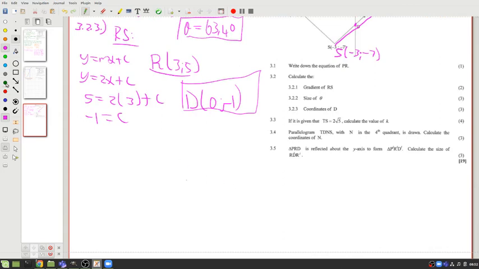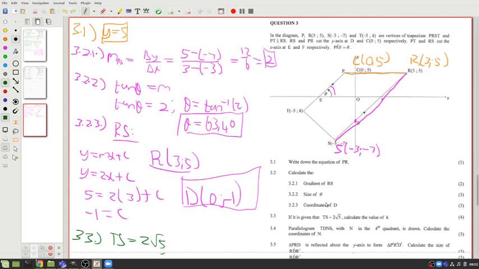Okay, 3.3. Let's change up the color a little bit for this one. 3.3. It is given that TS, the length, is 2 square root 5. Calculate the value of K. Okay, let me just write down some of the information and then we'll go back to the graph. So TS is 2 square root 5. That's the distance. And we need to find the value of K.